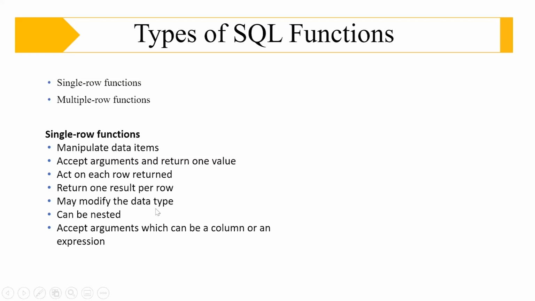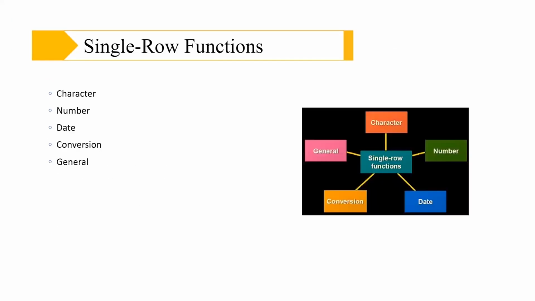It can modify data type, if you want. It can be nested. That means you can put a function inside a function, multiple functions together. It accepts arguments, which can be a column or an expression. This means either you can work on a column or you can have an expression, like sum of 20 comma 30, so you get 50. Okay, those are SQL single row functions.